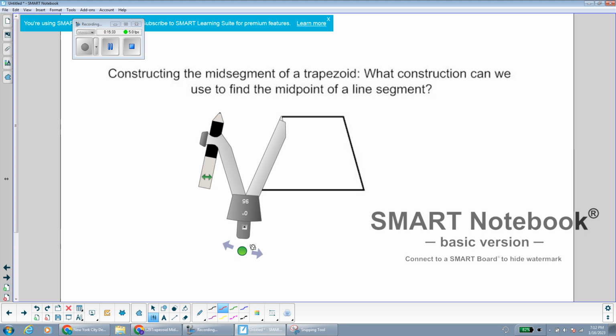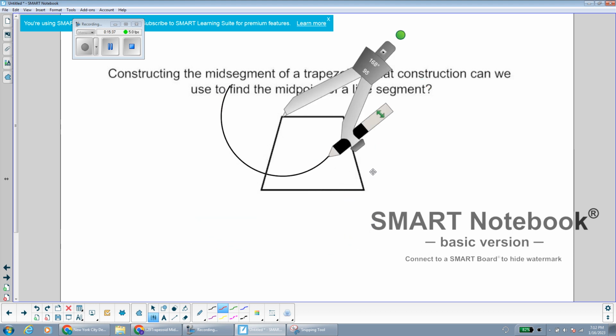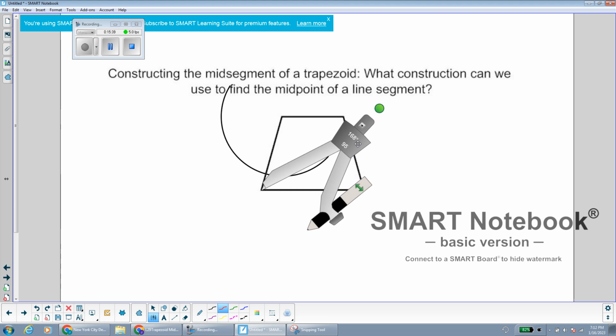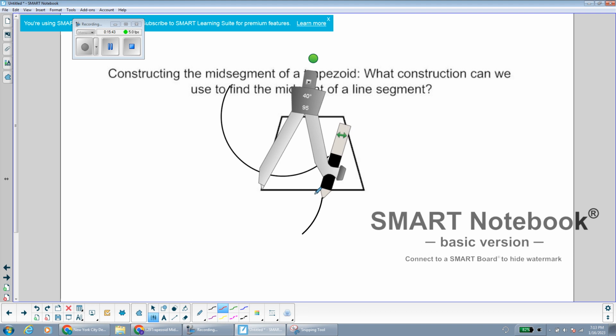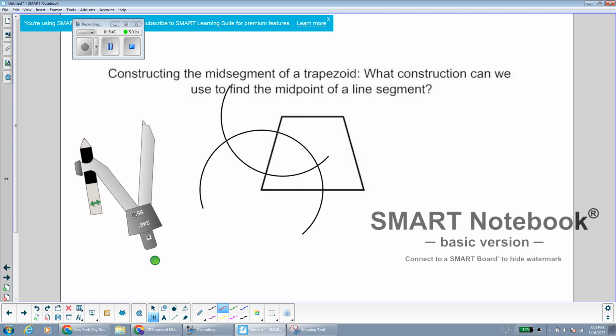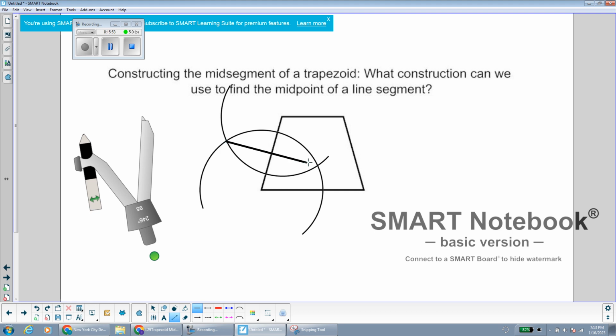It's very, very difficult to do constructions on the computer. So I'm going to make an arc that goes above, below, and without changing the distance, I'm going to go over to the other endpoint. And what I'm going to do is make the same exact arc. And through those intersection points with my straight edge, I'm going to draw my perpendicular bisector. And where the perpendicular bisector hits the leg of the triangle, that is the midpoint of that leg.